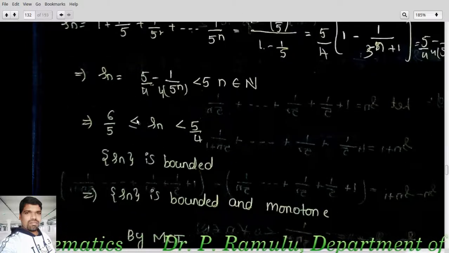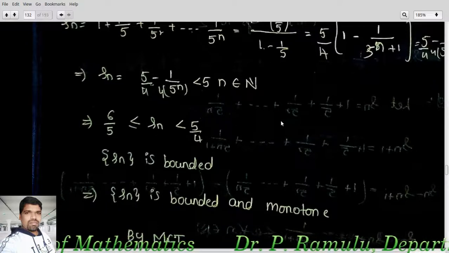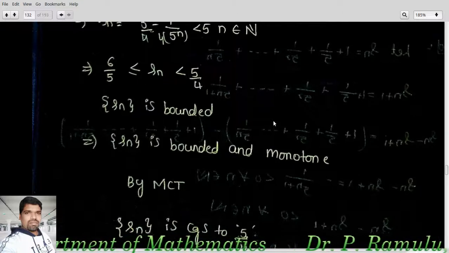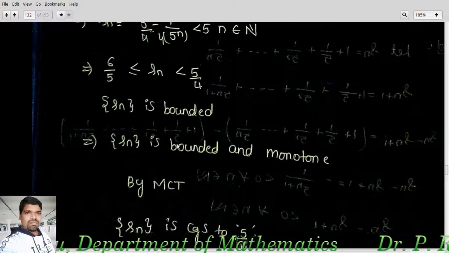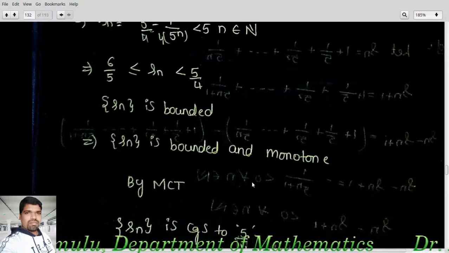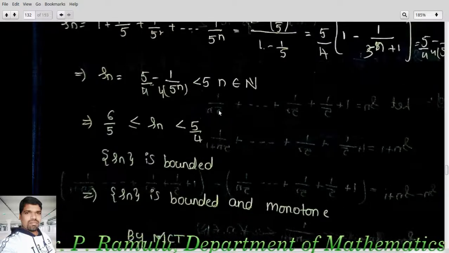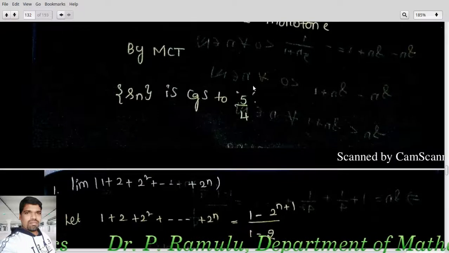So already we know that 6 by 5 is less than or equal to Sn, which is less than 5 by 4 for all n belongs to N. Sn is bounded. Sn is bounded and monotone, so by the monotone convergence theorem, Sn converges. Here we have the supremum. Sn converges to the supremum. My supremum is 5 by 4. That's why I am writing here, Sn converges to the supremum, that is equal to 5 by 4.